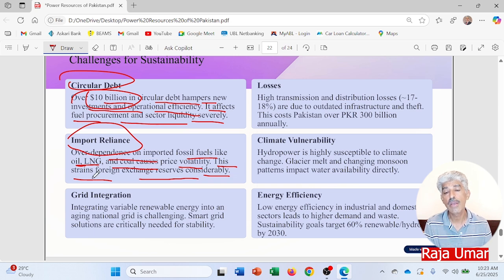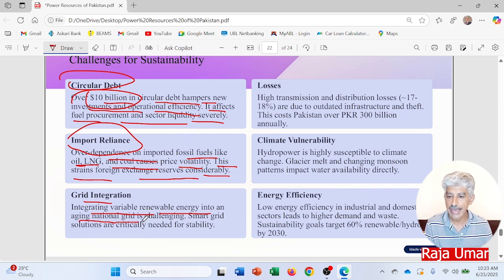So it means that we are relying more on fossil fuel imports. If we explore more and more fossil fuels within the country, we will have more availability of that fuel within Pakistan, reducing the cost of production, and we will be able to save our foreign exchange as well.